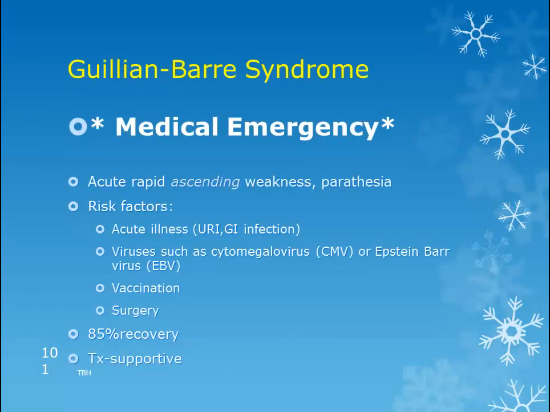Guillain-Barré syndrome, medical emergency, acute, rapid, ascending weakness, paresthesias. Risk factors include illness, upper respiratory infection, GI infection, viruses such as cytomegalovirus or Epstein-Barr have been implicated in Guillain-Barré syndrome. Vaccination such as the H1N1 has been implicated in Guillain-Barré syndrome. Recent surgery. There is an 85% recovery rate and the treatment is supportive.